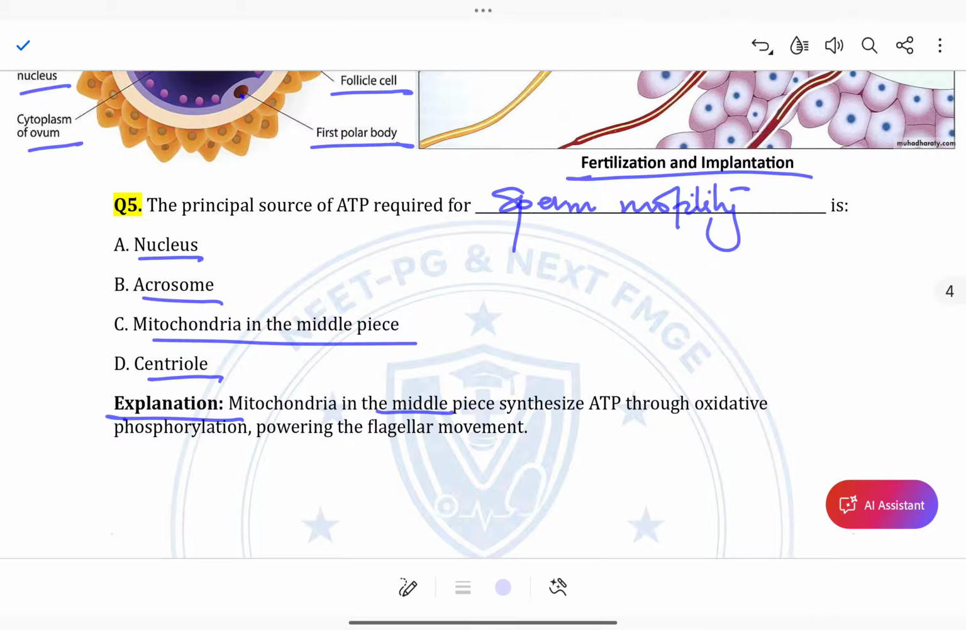So the explanation is given here. Mitochondria in the middle piece synthesize ATP through oxidative phosphorylation, powering the flagellar movement. So to power the flagellar movement, we need the ATP.